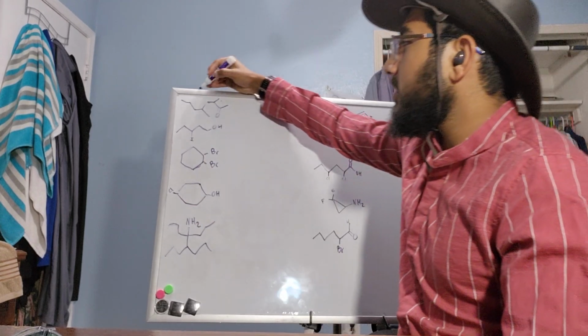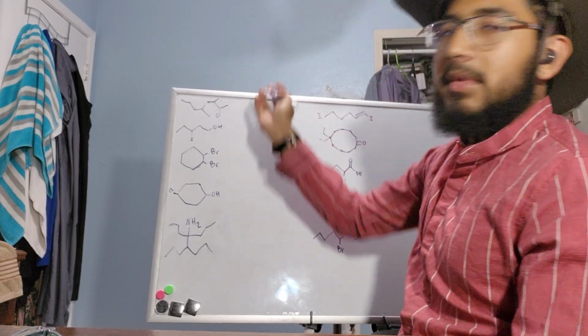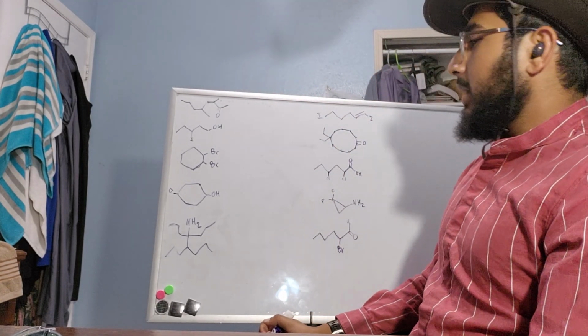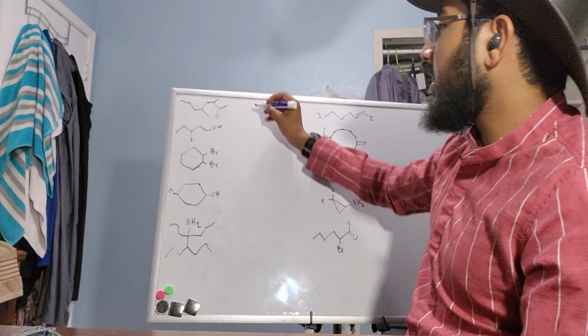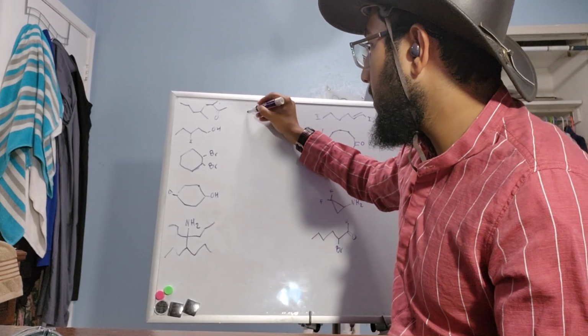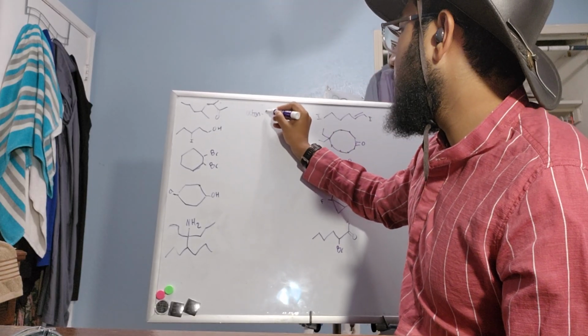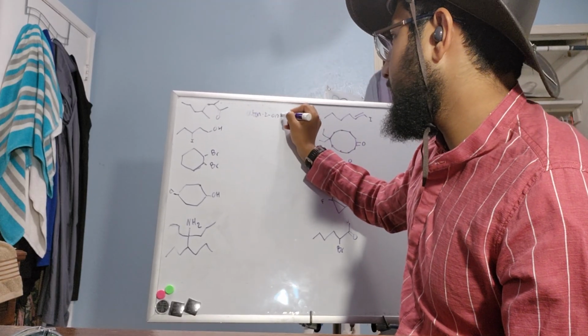So the first thing I want you to notice is 1, 2, 3, 4, 5, 6, 7, 8, so it is going to be an octane. But since it's a ketone, you're going to have to name it. So it's going to be 1, 2. So instead of octane, it's going to be oct and 2-one.